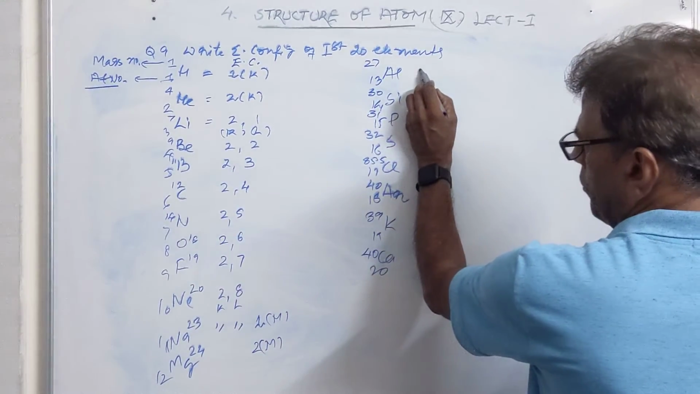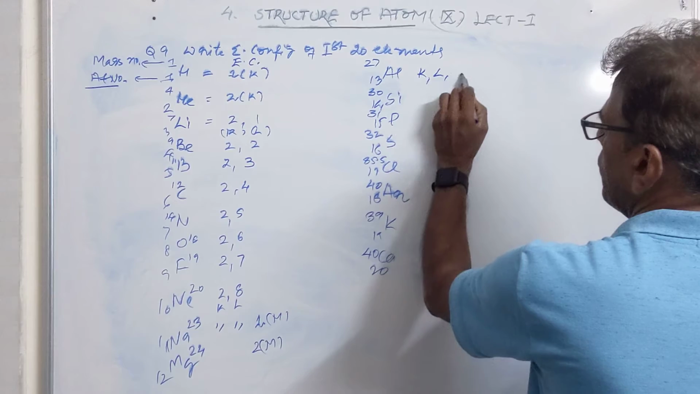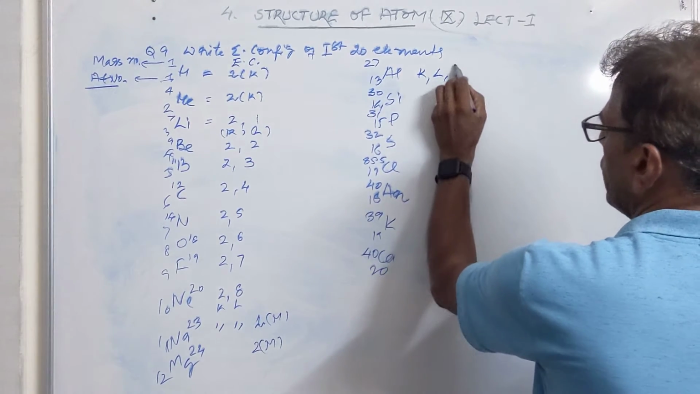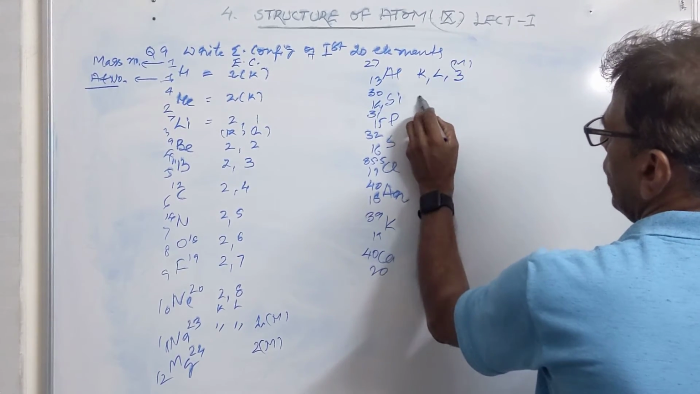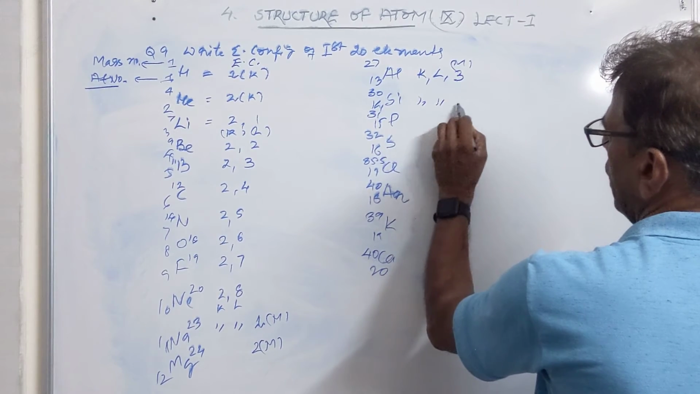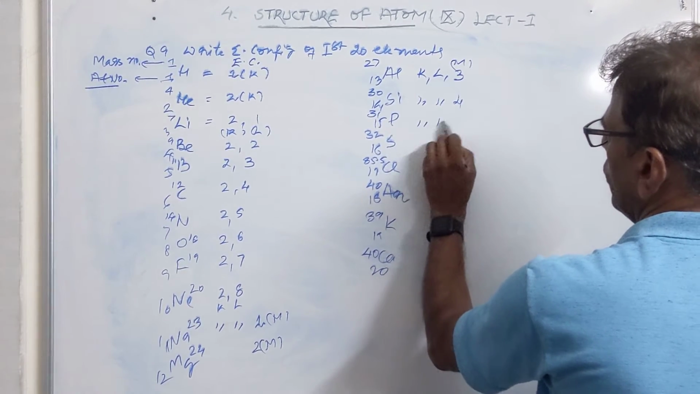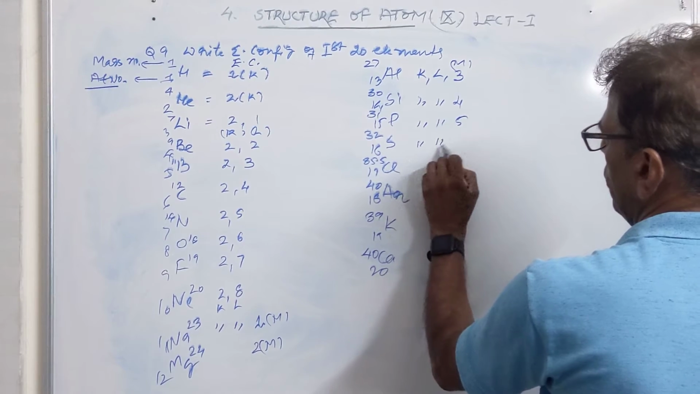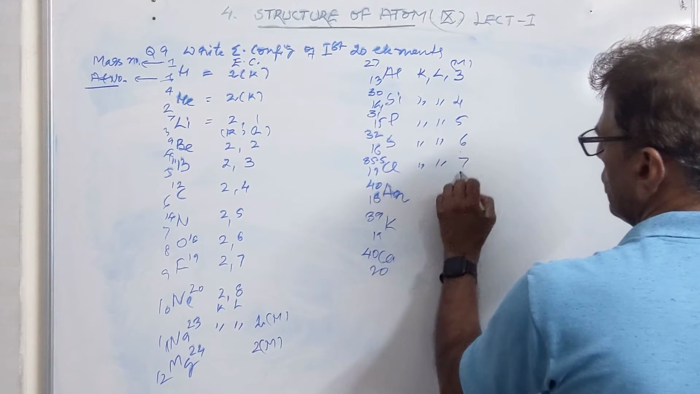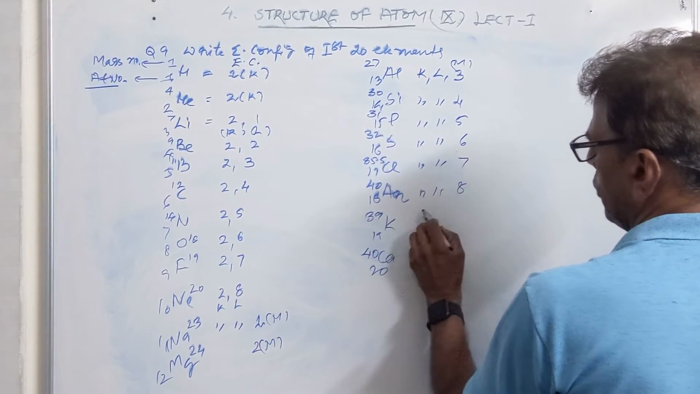Here we will be having 2 electrons in the M cell. Then we have again K cell completely filled, L cell completely filled. Now we have 3 electrons in the M cell. Then we have K cell completely filled, L cell filled. We have 4 electrons. We have 5 electrons. Here we have 6 electrons, 7 electrons. Then we have 8 electrons here.